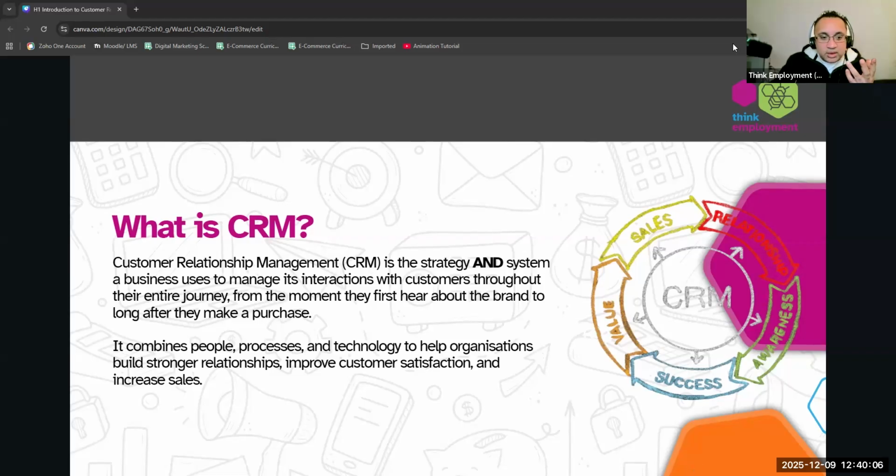So basically, when you're thinking about the process, it's about the people, it's about the process, and it's the technology that helps an organization to build a stronger relationship. So really, if you don't have a CRM and you have a complaint from a customer, you may say, okay, we'll call you back, but you don't call them back. Why? Because you forgot. With the CRM, you're not going to forget. It's going to remind you.